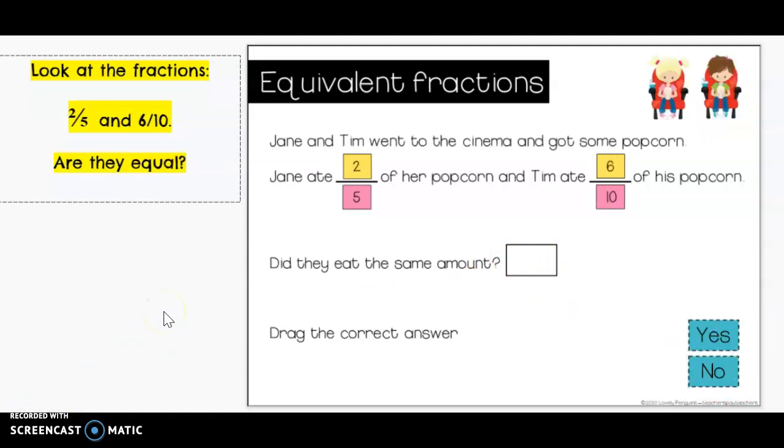The last slide is slide 21. This problem says, Jane and Tim went to the cinema and got some popcorn. Jane ate 2/5 of her popcorn, and Tim ate 6/10 of his popcorn. Did they eat the same amount? So again, you are comparing 2/5 and 6/10. You're figuring out if those two fractions are equivalent, and you might have to use your whiteboard to figure out if there is a number you can multiply the numerator and the denominator of 2/5 by to see if it works to get 6/10. If it does work, you would drag yes, they are the same amount, or you would drag no, they are not the same amount.